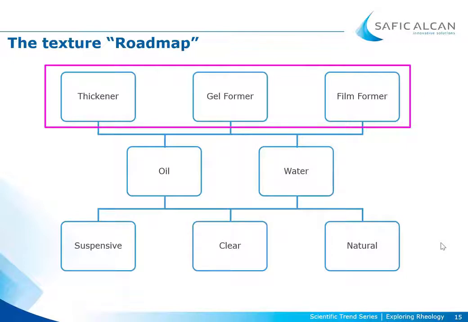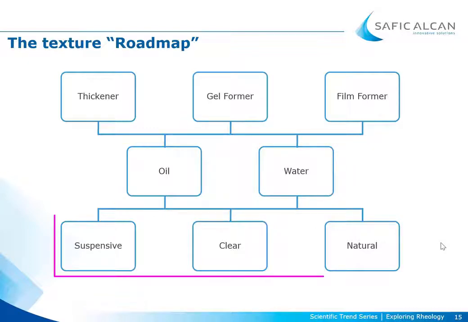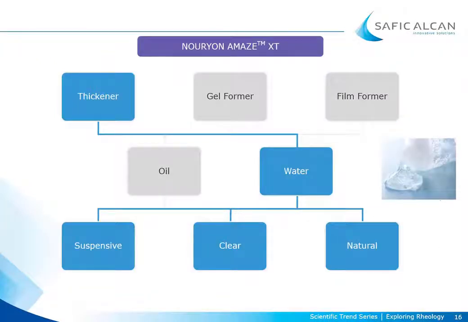You should be able to deal with water or oil. If you are formulating an emulsion, you certainly need to suspend things. Some formulators may ask for a clear formula. And finally, you may want to have the choice between a synthetic and a natural ingredient. The first ingredient in your toolbox is Nourion Amaze XT. It's a thickener for an aqueous phase. It has great suspensive properties. It can make clear solution.